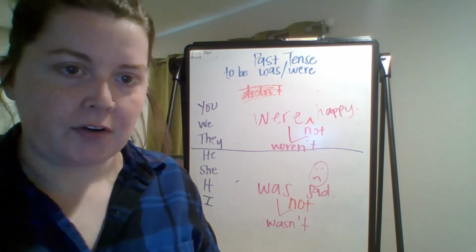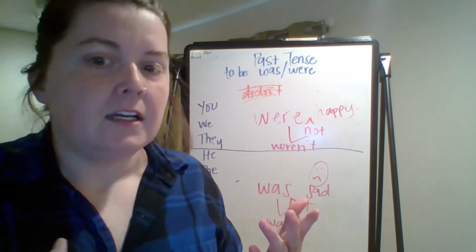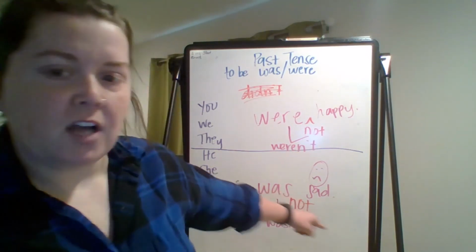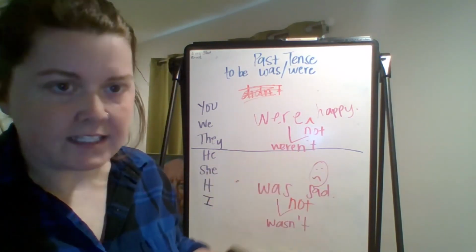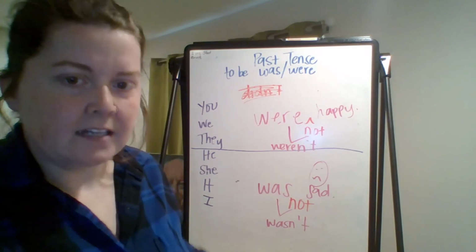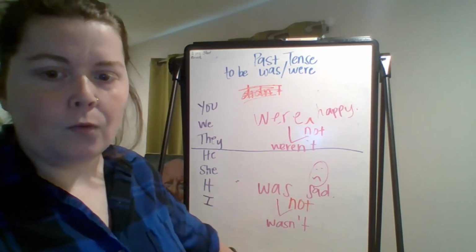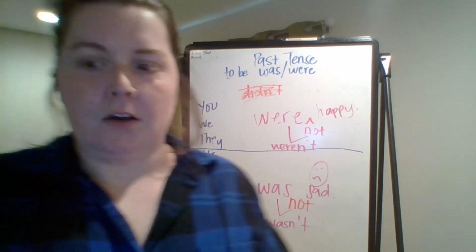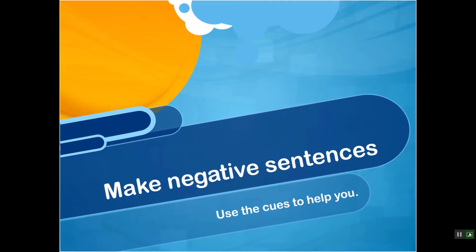They're both okay. So if it's easier for you to say, she was not sad, that's fine. You can say that. She was not sad. Or you can say she wasn't sad. She wasn't sad. All right, let's go back. We're going to make negative sentences.